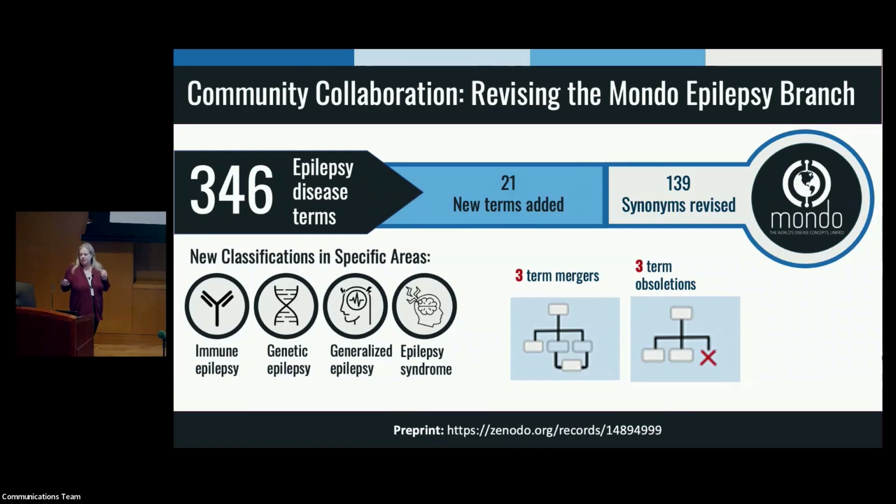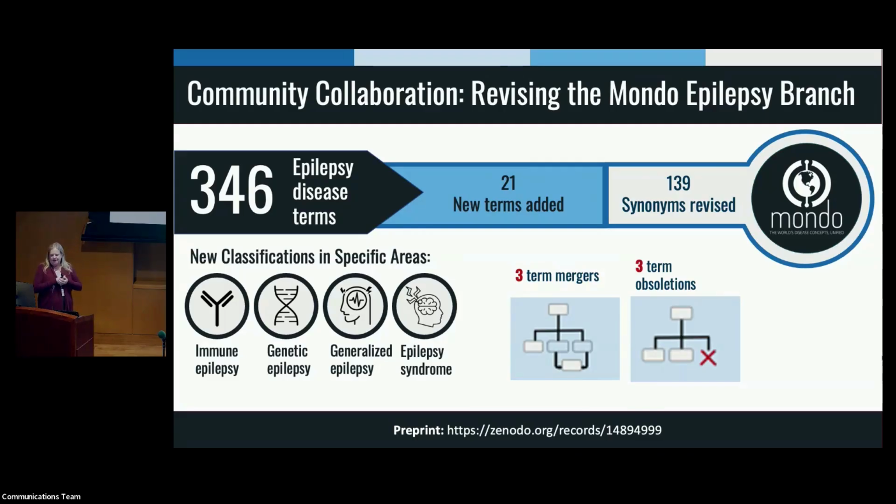We ended up adding 21 new terms, mostly grouping terms that group together different branches of the ontology, a lot of revisions to synonyms, some merging of terms and obsolescence. And this work is still underway. We're still working with other members of the community to implement some other things, such as how do we define epilepsy syndrome? A lot of these disease definitions end up being very tricky.